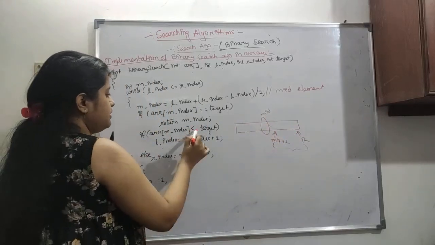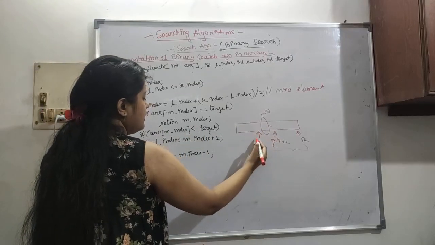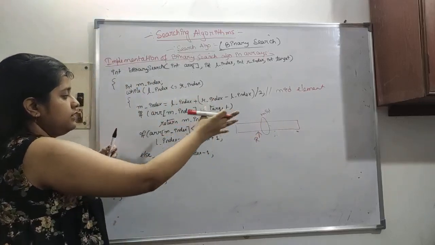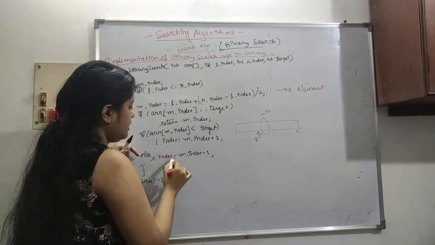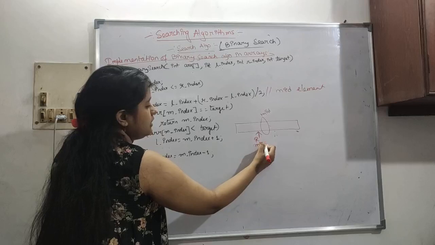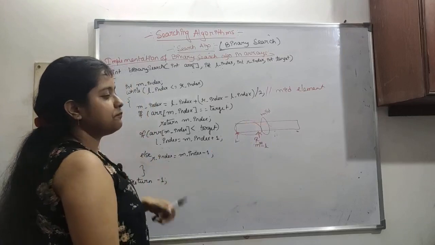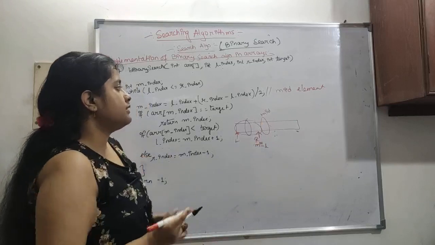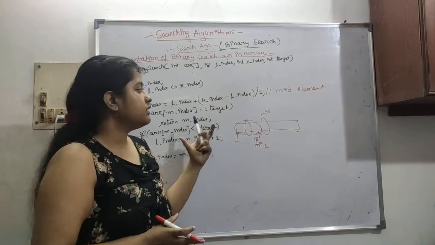Now if this condition was false, then what have we done? If the mid element is greater than the target element, this condition is just vice versa. So R index will be m index minus 1. Mid minus 1 would be R, and L would be intact. Inside this somewhere the target element may be present. Then again we recursively call this. So basically this is our binary search algorithm.